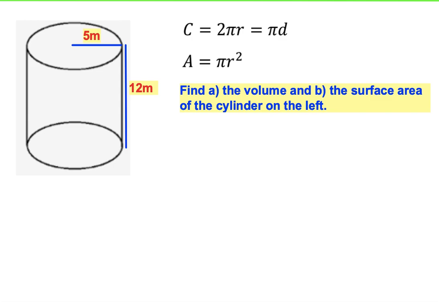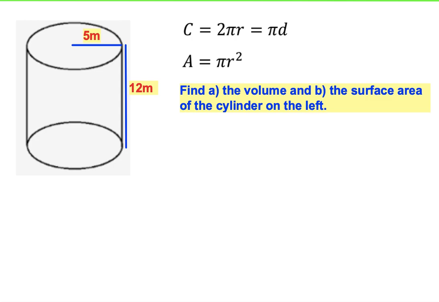So, we've got some formulae there, first of all. C stands for circumference, and that's 2 pi r, and it also equals pi d because 2 times the radius equals the diameter. So to find the circumference, the perimeter of a circle, you would do pi d or 2 pi r. To find the area of a circle, it's pi r squared.